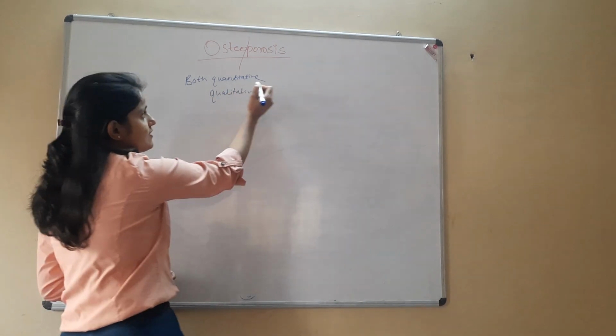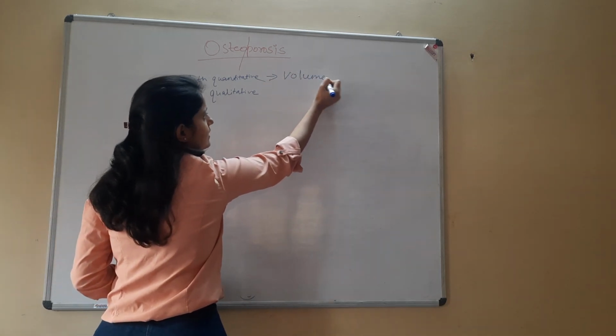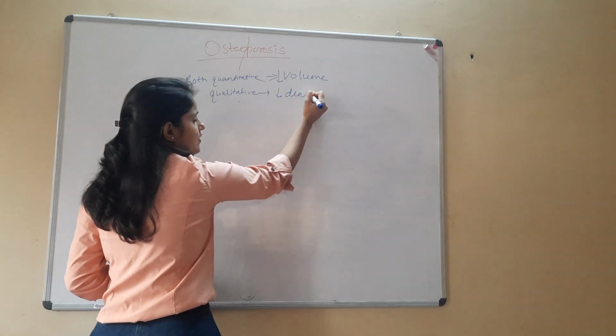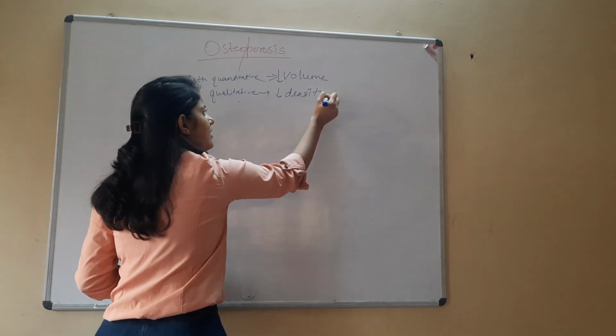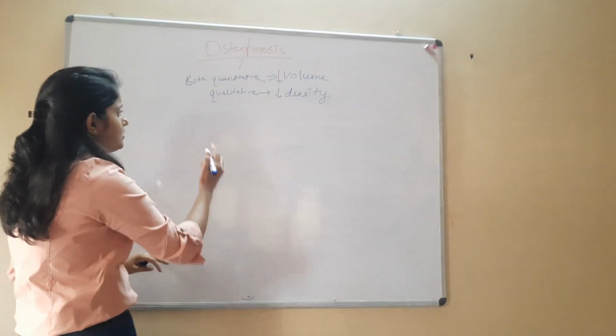When I say quantitative, it means a decrease in volume. When I say qualitative, this means a decrease in density. In osteoporosis, there is a decrease in volume and density of the bone.